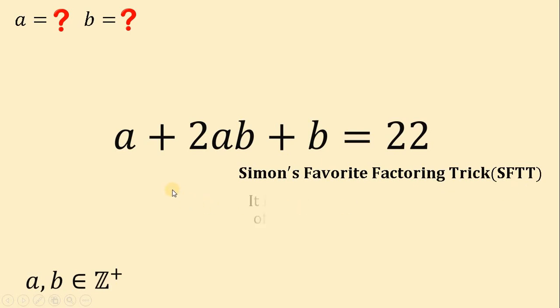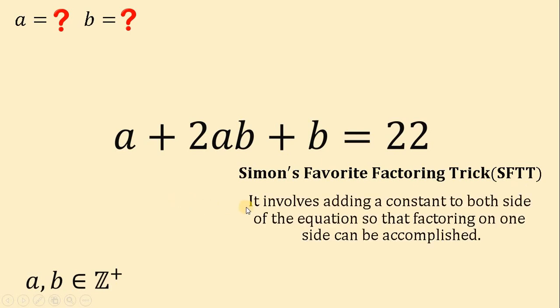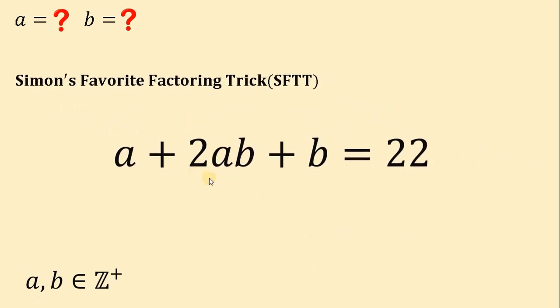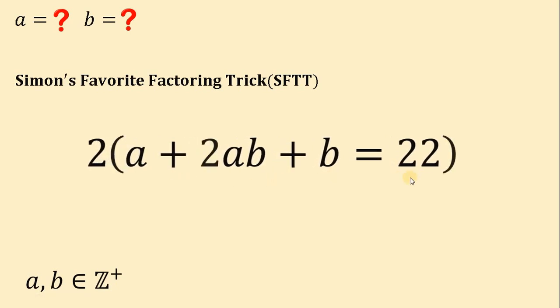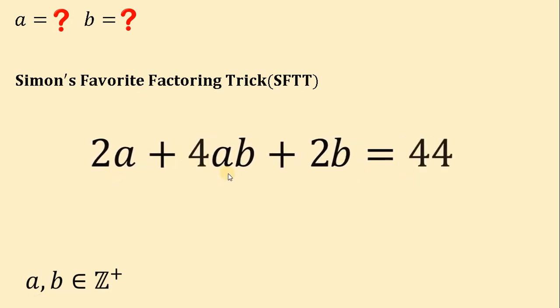Now, how does it work? It involves adding a constant to both sides of the equation so that factoring on one side can be accomplished. So we will use this trick to answer this kind of question. Now, the left-hand side, A plus 2AB plus B, is not yet factorable. So what we're going to do is multiply both sides by 2. If we do that, we get 2A plus 4AB plus 2B equals 44.